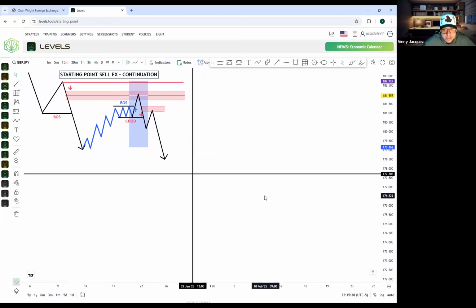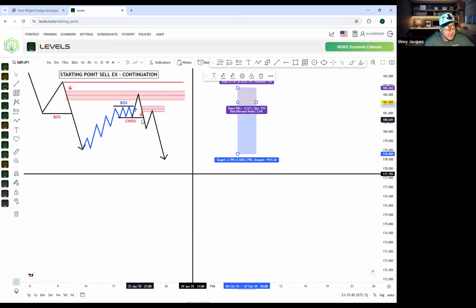Where would you take your sell after the retest? You're talking about right here? After we get this retest or after we get this breakout, JV?